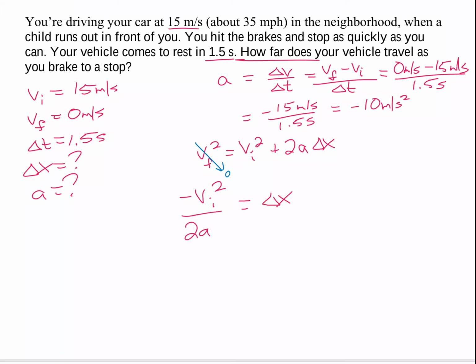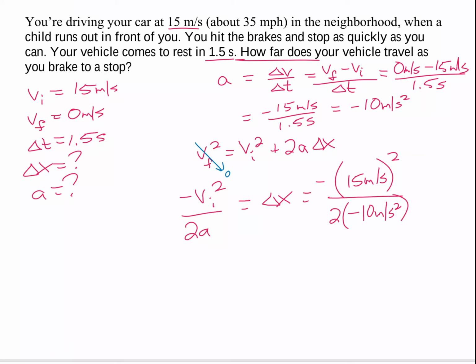Now, we're going to do that every time. Solve for the variable before you plug anything in. You've got to trust me on that. It is way easier now. So we have negative, and then in parentheses, the v sub i is 15 meters per second, and it's being squared, over 2 times negative 10 meters per second squared. That's not being squared. It's just meters per second squared, that's the unit for acceleration.